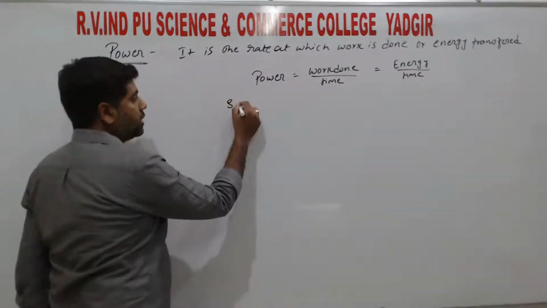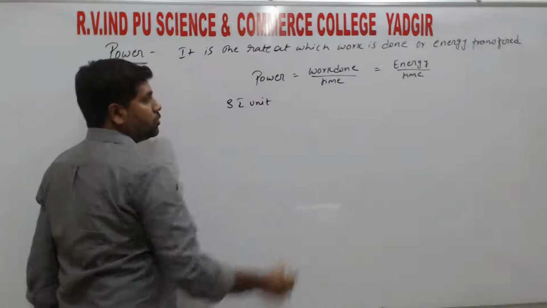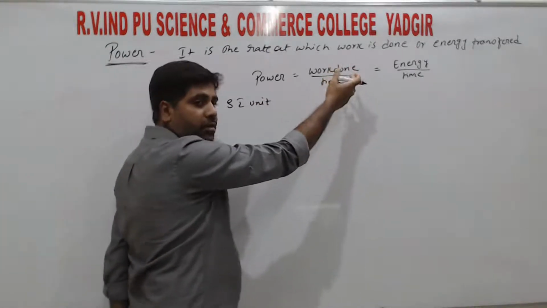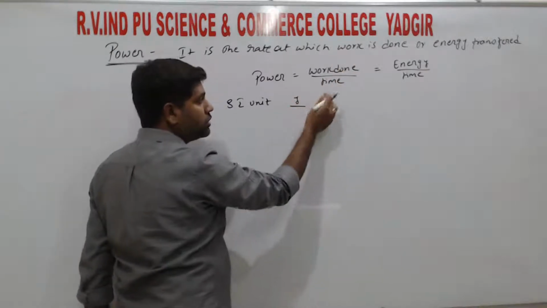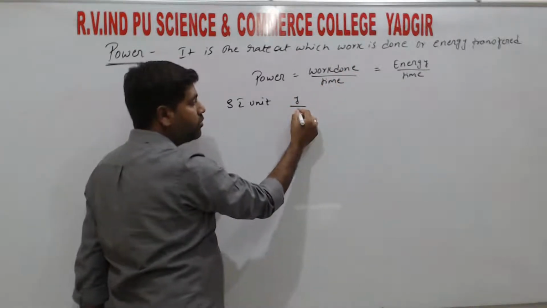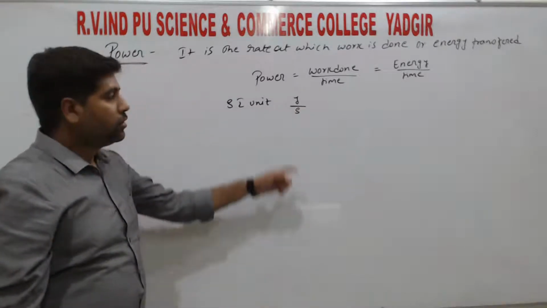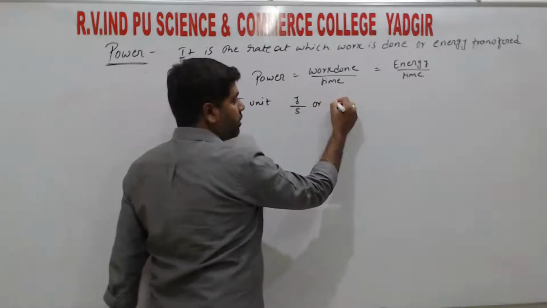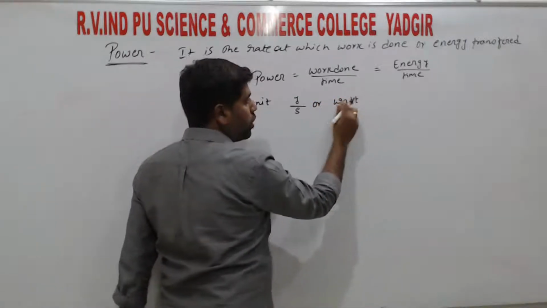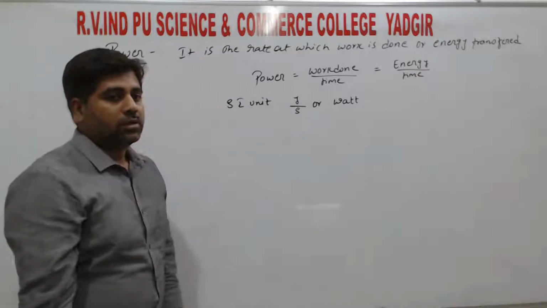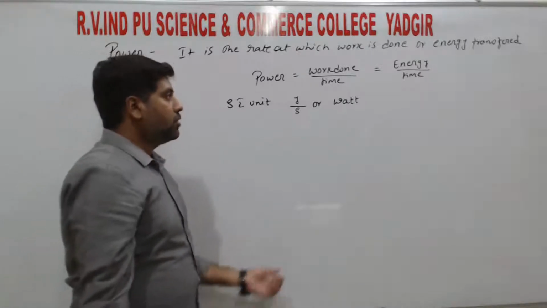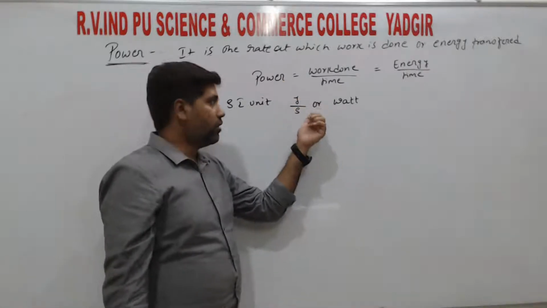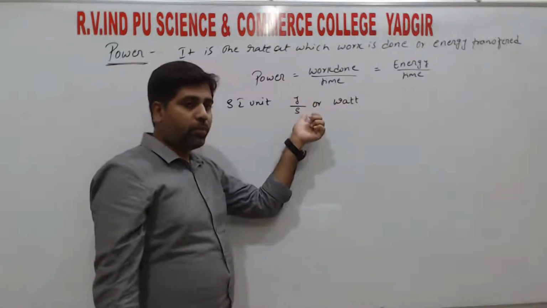So next is SI unit. SI unit of power: work done we measure in joules, right? So that is joules per time. Divided by time, the unit is second, right? So SI unit of power is joule per second. The other name we give is watt. Small letter w should be there. James Watt is the name of the scientist, and we use his name as the unit for power. So another form of watt is joule per second.